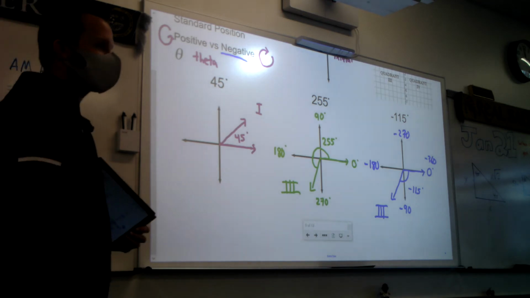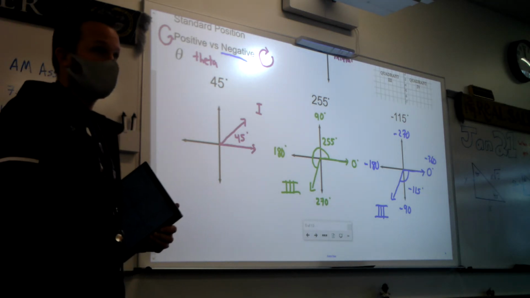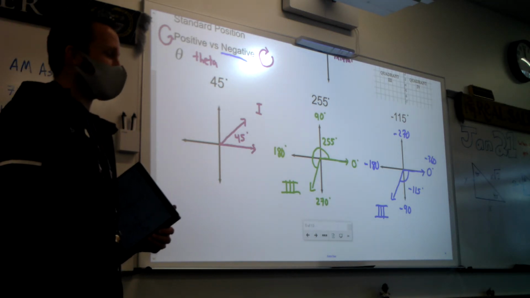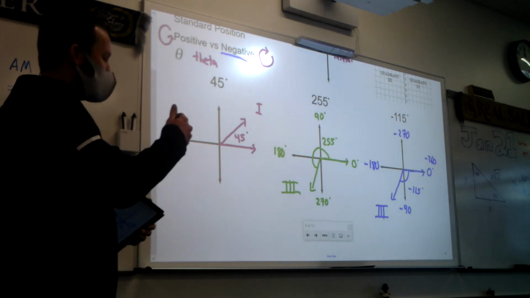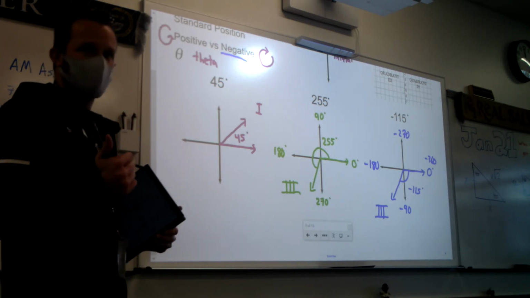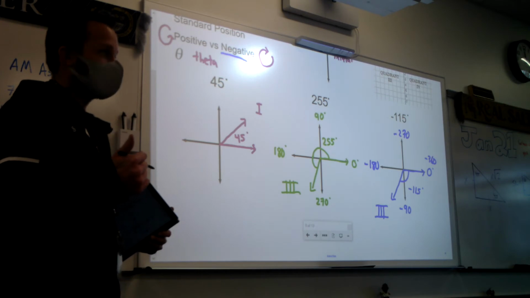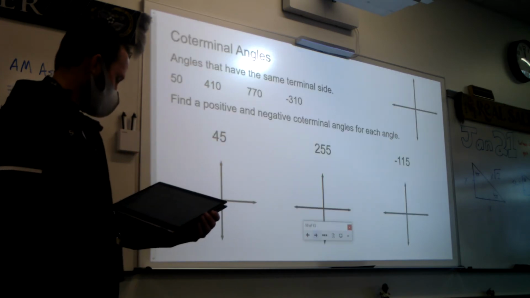Do you guys have any questions on graphing angles? Do you feel okay with this? Like the easiest part of your homework is this. It's like, here's an angle, graph it, which quadrant are you in? Can you do that on your own? I hope so. If not, come after school, I'll help you.